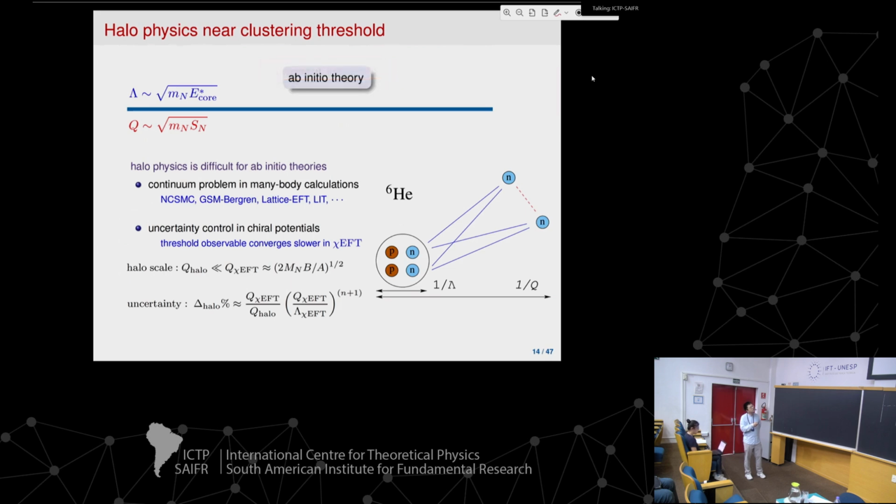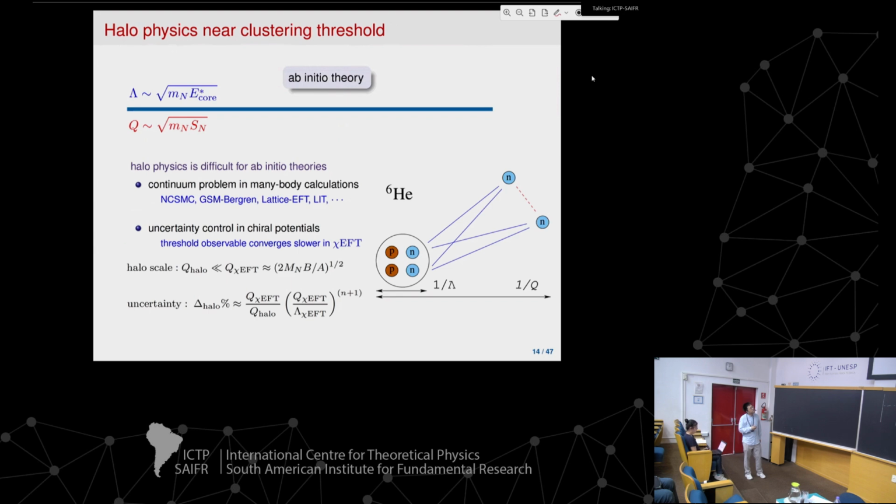So now you need to combine with continuum methods, the Berggren basis method, and also lattice effective field theory. They would have some configuration trial wave functions and help you set up these configurations. And you also have the Lorentz integral transform method to help you describe some continuum problems.